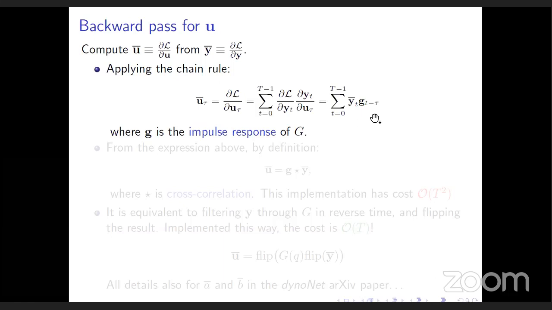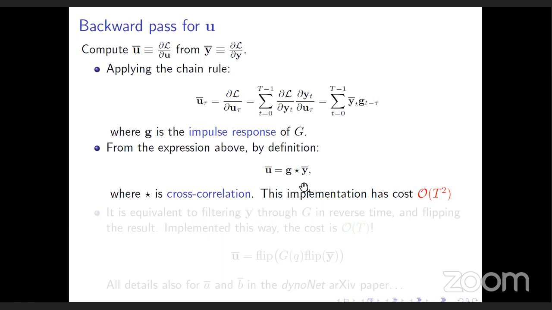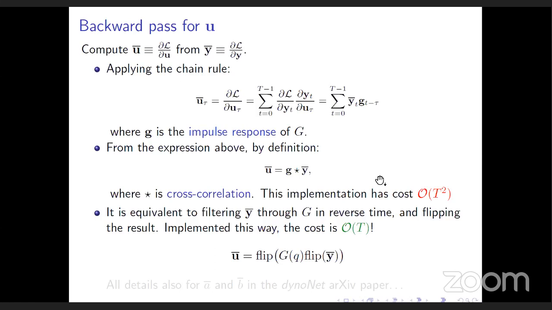This formula above is also equivalent to a cross correlation. So we are saying that u bar, that is what we need, is a cross correlation between the impulse response and the y bar, that is a given vector for us of length T. This operation, however, has a cost that is quadratic in T, because y bar has length T and g is potentially infinite. So the cost to compute the indices we need is T squared, which is not that good, but we can do a little bit better, actually much better. We can do it linearly in time.